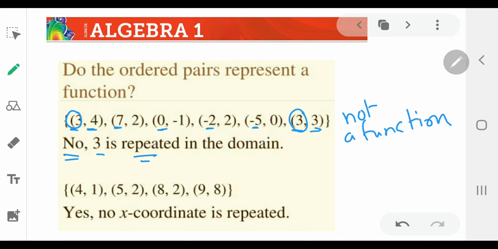Let's see the next one. I'm looking to determine whether it's a function or not. I'm looking to the x values, 4, 5, 8, 9. No repetition in the x values, so yes, it is a function because there is no x coordinate or x value repeated.